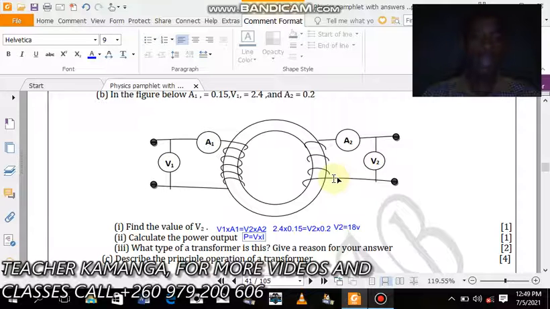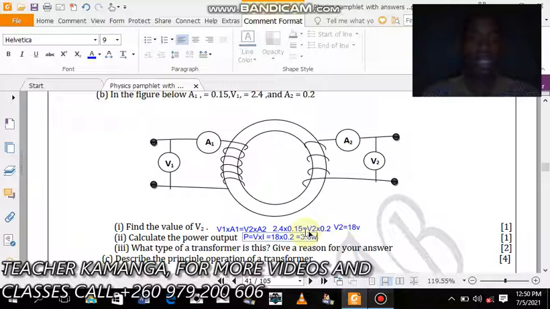Now in this case, we're going to replace the voltage with the value we have calculated, which is 18. So here we'll put 18, then times the I we have, which is the A2, which we have already been given, which is 0.2. So you're also going to do your calculations here. You multiply 18 times 0.2. The answer that you're going to get is 3.6 watts.